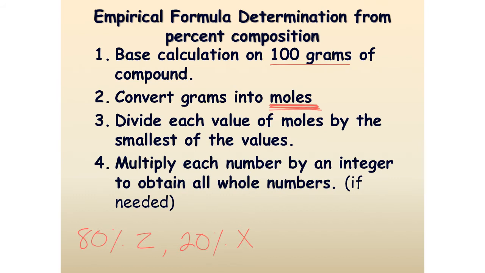That way we would have 80 grams of Z, 20 grams of X. Then we would use their masses off of the periodic table, if they were actual elements, to figure out the number of moles. Once we figure out the number of moles, then we would get a nice whole number ratio. The way that we do that is we divide by the smaller of the two moles that we got in the previous step. And then sometimes we need to do this fourth step of multiplying by an integer if that's necessary. We're going to go through an example on the next slide.